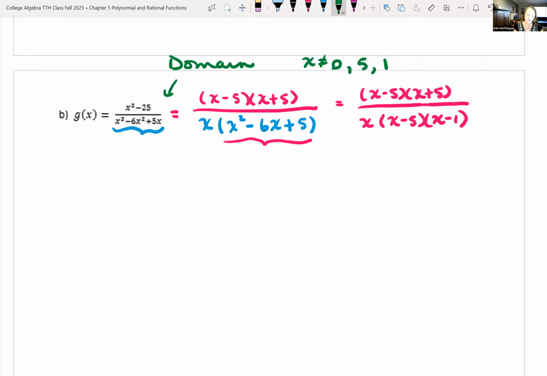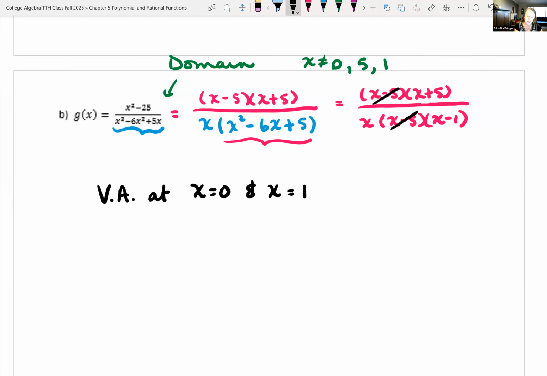Looking at common factors, I notice we have a common factor of x minus 5, both in the numerator and denominator, so those cancel. And so what's left in our denominator, the values which set the denominator equal to 0 are going to be where our vertical asymptotes are. So we have vertical asymptotes, I'm going to call it VA, at x equals 0. And we have a vertical asymptote at x equals 1.